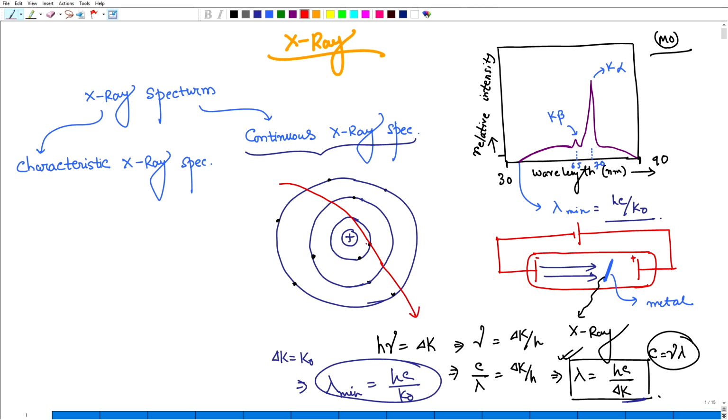During this collision, the electron of the cathode ray kicked out one electron from the k orbit of the atom. This is k, l, m and so on. So what will happen in that case? There will be a vacant place in the k orbit. After this collision, one vacancy will be created.